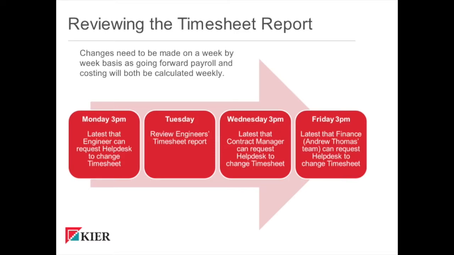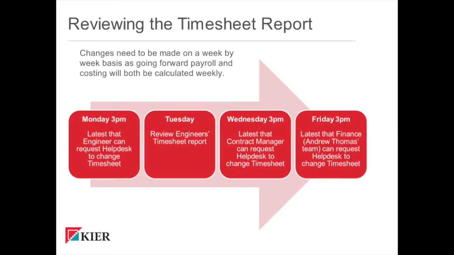On Tuesday, you'll be able to check the details on the timesheet report, discuss any anomalies with the engineer and make any amendments. For example, if the reported core time is less than their contracted hours, you'll be able to move time from their overtime to make up the shortfall. Agree any changes with the engineer and contact the help desk with changes by the end of Wednesday.